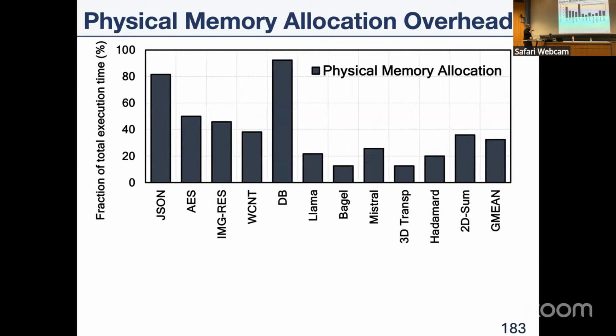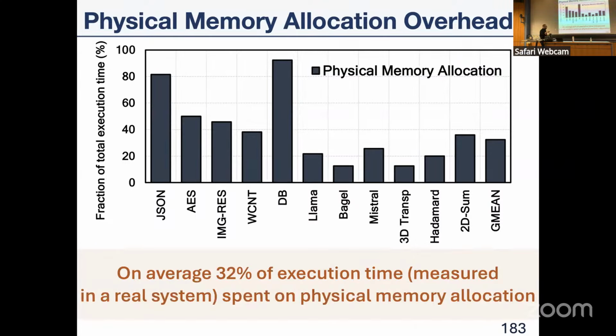This is an example result which we gathered from a real system. On the y-axis, you can see the fraction of the total execution time as a percentage, and we have many workloads from serverless functions and LLM inference and matrix operations. And as you can see, on average, 32% of execution time, which we measured in a real system, is spent on physical memory allocation, and more specifically on handling minor page faults, simply initializing memory, or satisfying copy on write page faults.